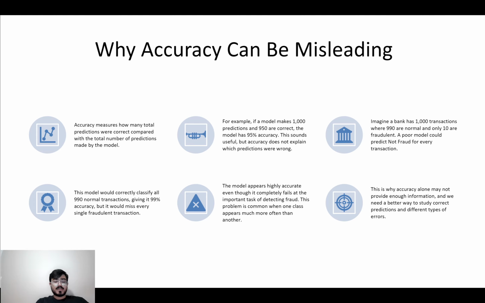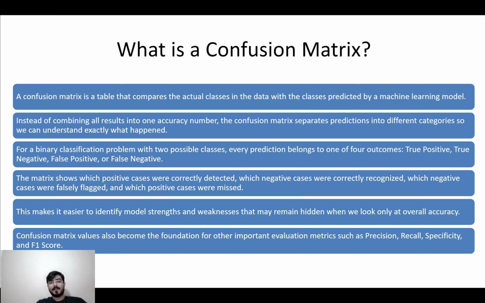This is a common problem when one class appears much more often than the other. Accuracy alone cannot reveal these important mistakes. That is why machine learning engineers use better evaluation methods such as the confusion matrix to understand exactly where the model performs well and where it needs improvement. In the next slides, we will see how a confusion matrix helps organize all of these predictions in a much clearer way.